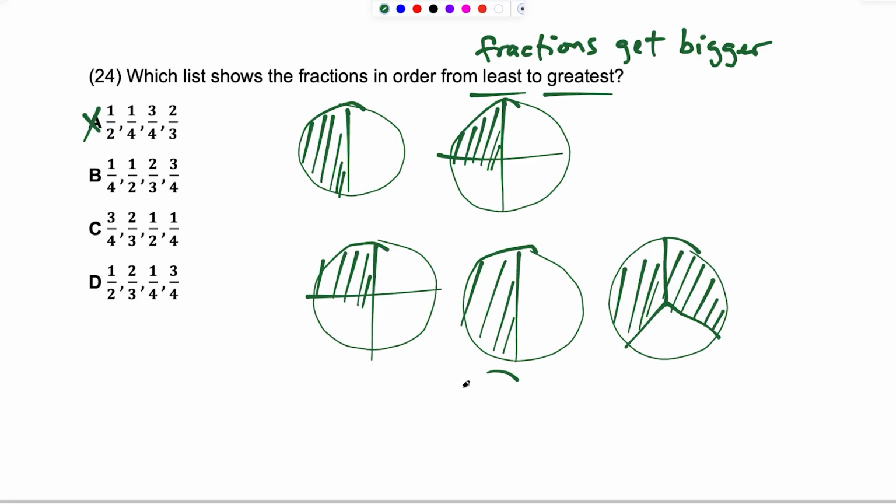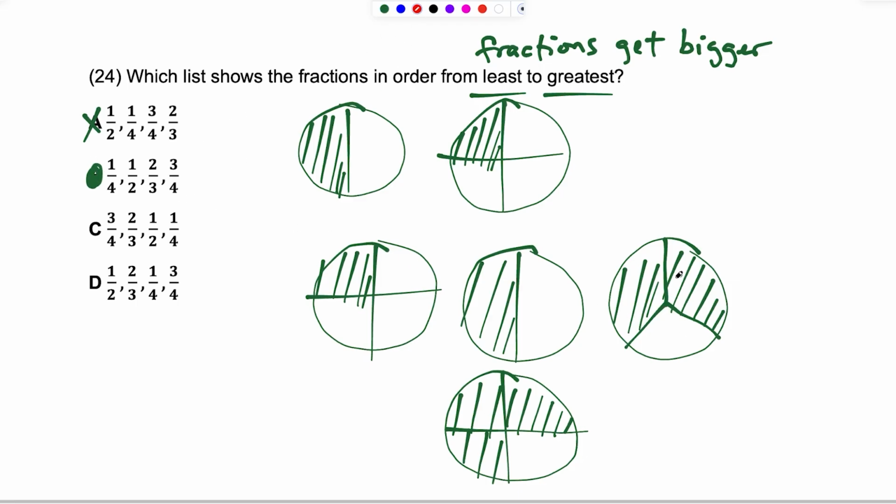And then 3/4 would be like this. Okay, so it's looking like this list is going in order from least to greatest, but the confusion might be with the last two. It's like, wait a minute, I'm not convinced that this one here, let's say, is smaller than this one. How do we know 2/3 is not greater than 3/4?